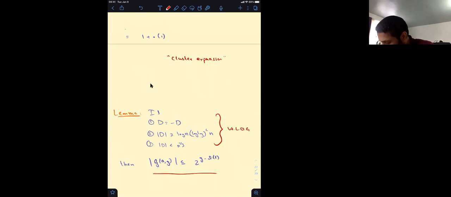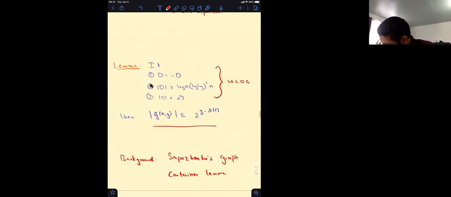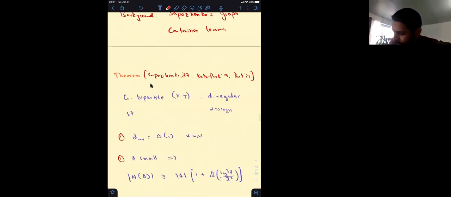So a bit more of a background of where these kinds of bounds come from. All this relates to the so-called Sapozhenko's graph container lemma. The precise formulation, again, is due to Sapozhenko 1987 and recently improved by Kahn and Park and explicitly stated by Park, which says if you have a bipartite d-regular graph, and say, just assume that D is much bigger than log n.